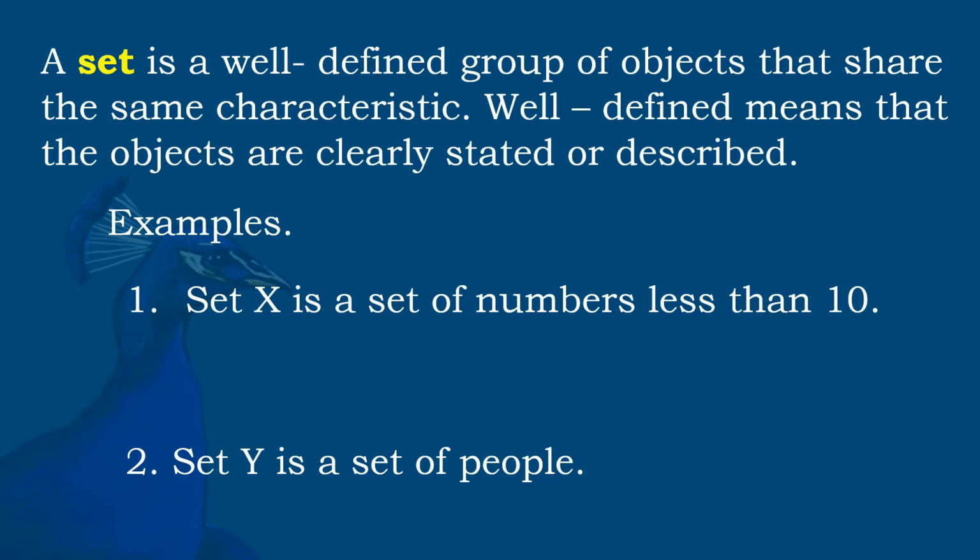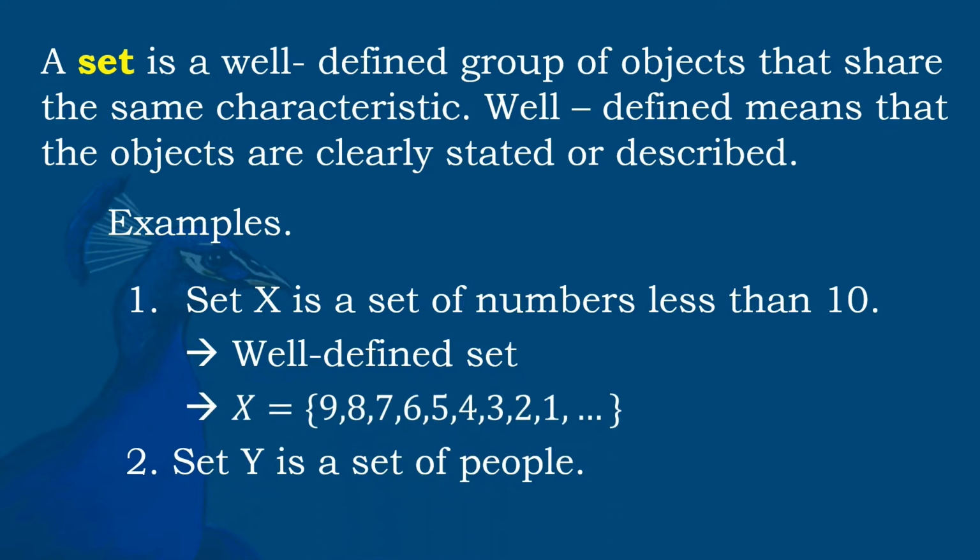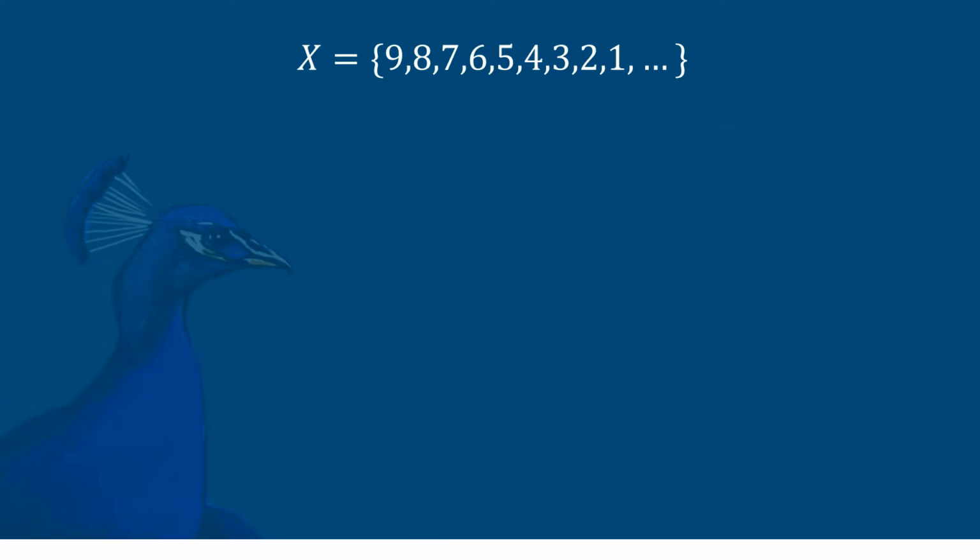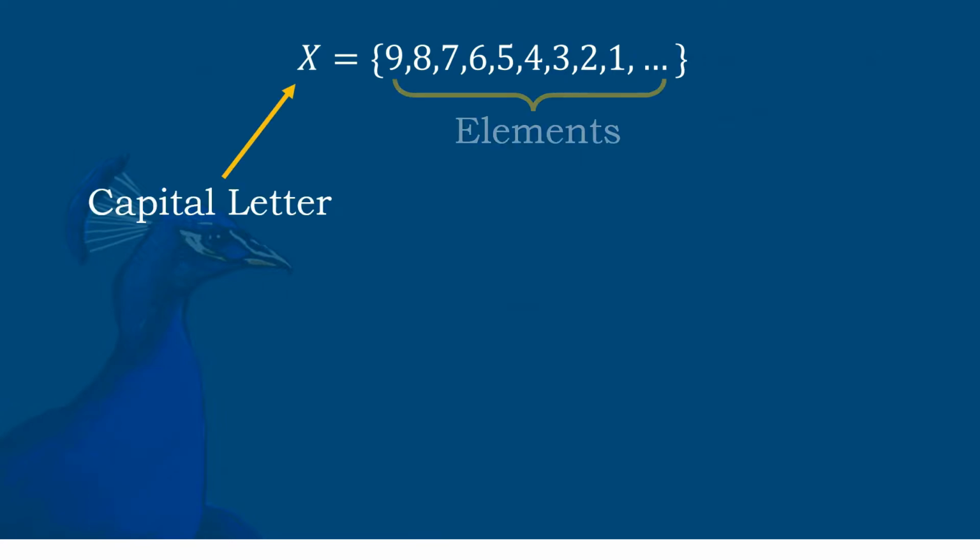Set X is an example of a well-defined set since its elements are definable: 9, 8, 7, 6, and so on. While set Y is not a well-defined set since it is not clearly stated what kind of people we are referring to. In naming a set, we use any capital letters, and the objects in a set are called elements.